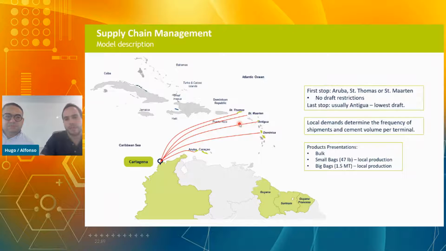Just to give you a brief introduction, usually our first stops would be Aruba, St. Thomas, or St. Martin, given that they don't have any draft restrictions. And usually the last stop would be Antigua, which has the lower draft. Of course, the local demands will determine the frequency of shipments and the cement volume per terminal. And those that have local production would have an increased storage capacity in terms of small bags and big bags.